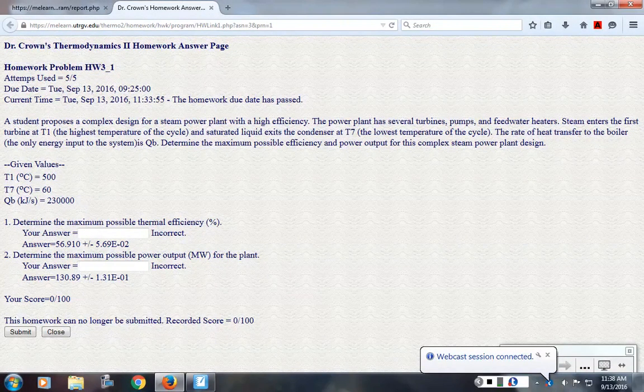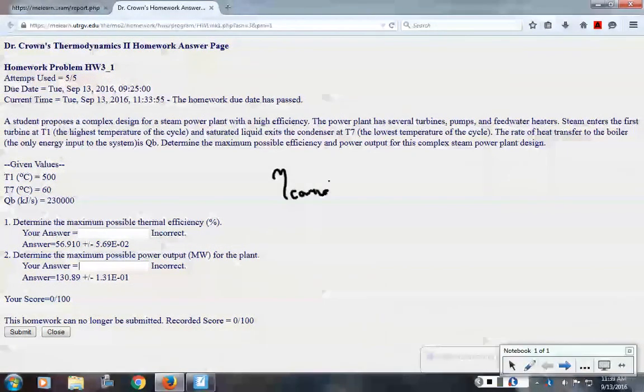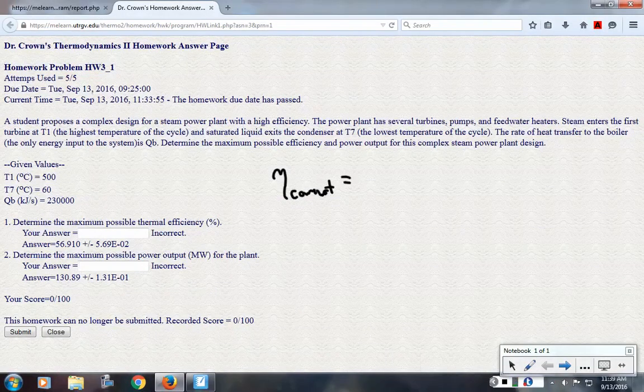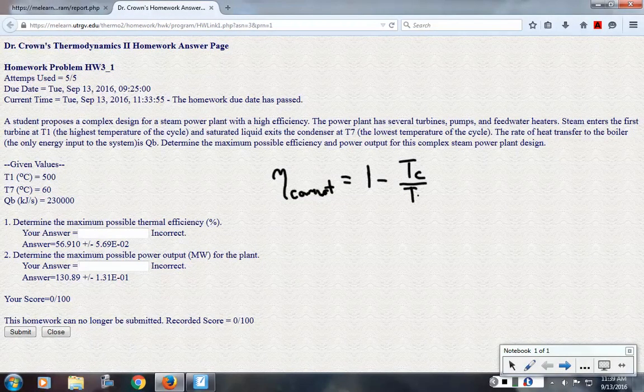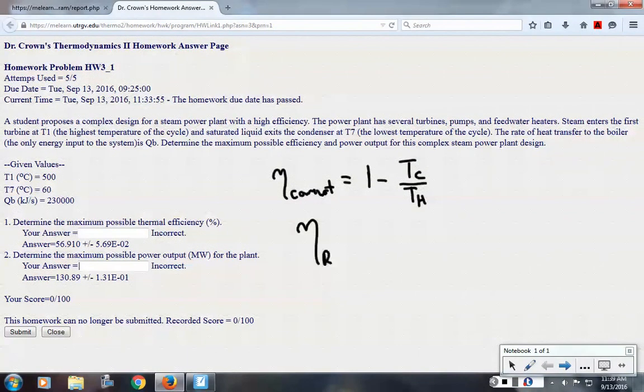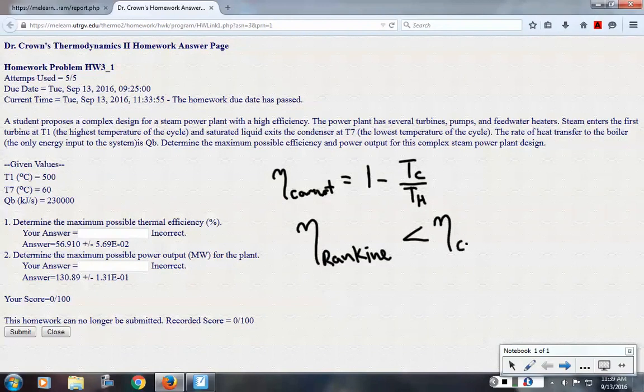So in this case, if we use efficiency for Carnot, is equal to 1 minus T cold over T hot. Then that represents the efficiency for the Rankine cycle. We'll never surpass that, so it will always be less than the efficiency of the Carnot.